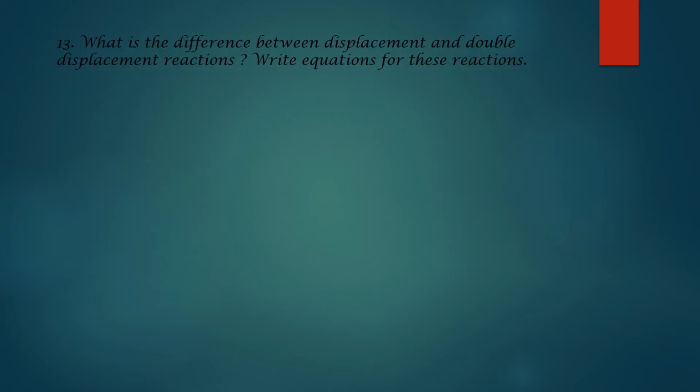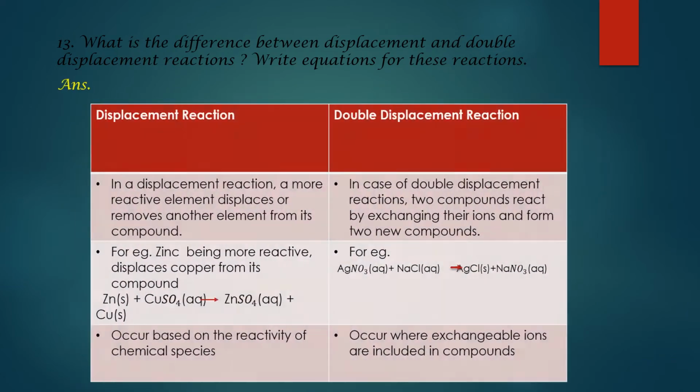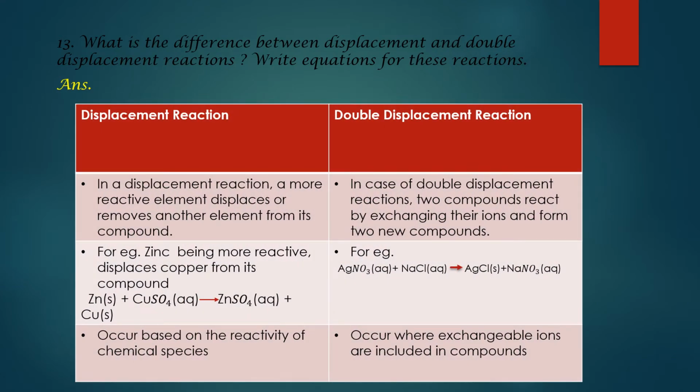Question number 13. What is the difference between displacement and double displacement reactions? Write equations for these reactions. Answer. First, let's see the displacement reaction. In a displacement reaction, a more reactive element displaces or removes another element from its compound. For example, zinc being more reactive displaces copper from its compound. Displacement reaction takes place based on the reactivity of chemical species.